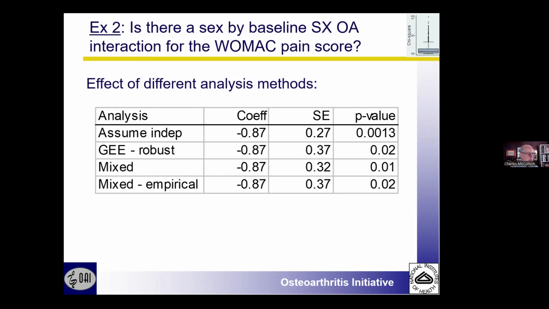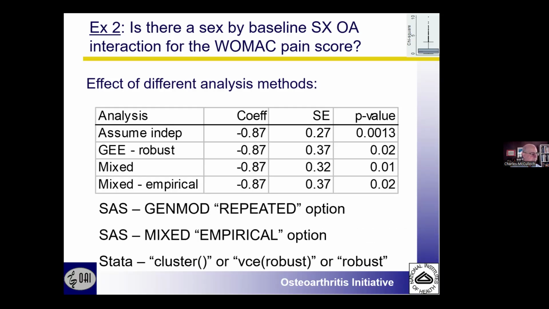The GEE method, pretty dependable here, and mixed model is a little off maybe because I haven't modeled the correlation structure correctly in this simple mixed model analysis. When I turn on the empirical standard errors, it makes the correction and gets the standard errors probably correct. That was SAS, I'm sorry, SAS GEE or GenMod with the repeated option. SAS in mixed, you can turn on the empirical option. In Stata, you can do cluster or cluster robust standard errors added to almost any command, including the mixed model commands.